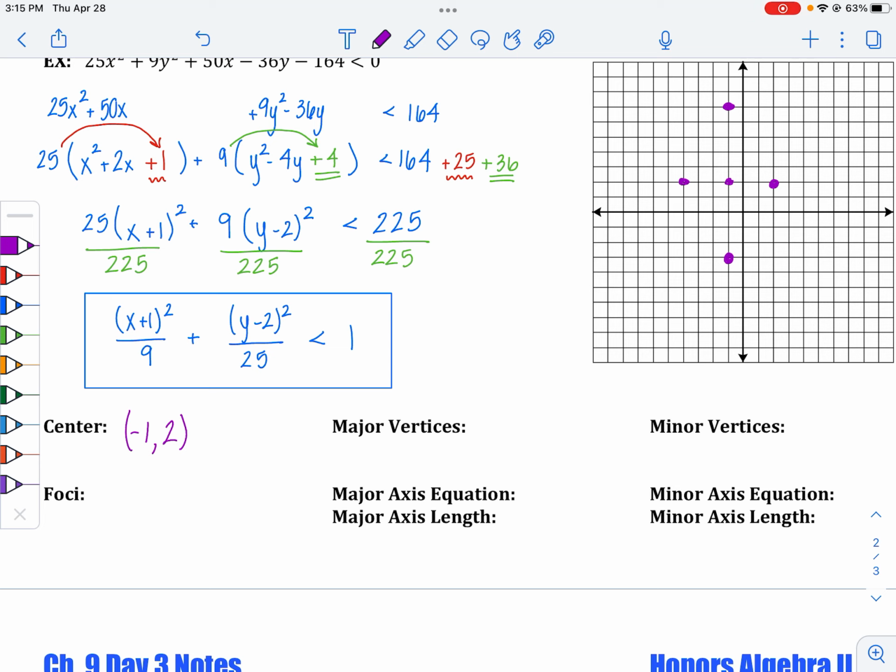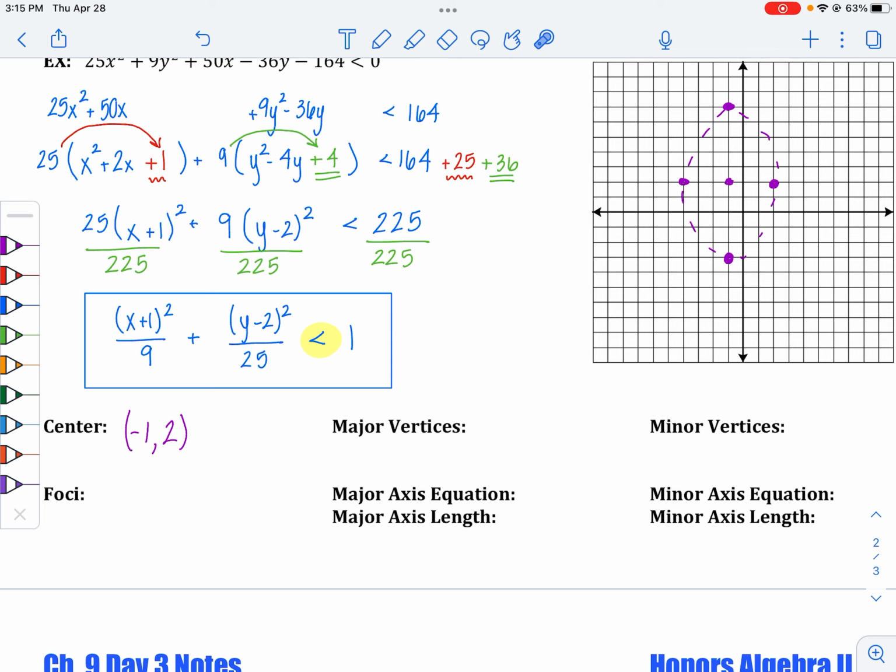And there's my ellipse. One thing that's different in this problem is that it is a less than symbol, which means it is a dashed line. So as I create my ellipse, make sure you have a dashed line, and we have to add our shading. You can add it right now if you want. The shading, we can test a point.